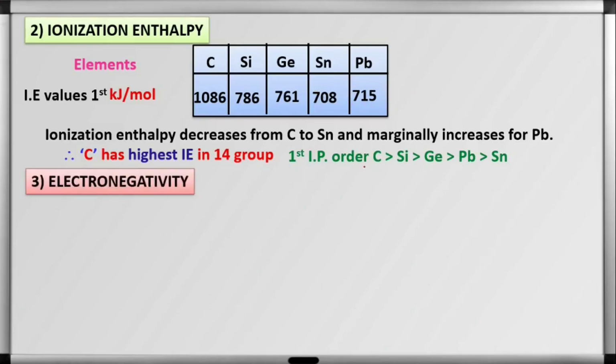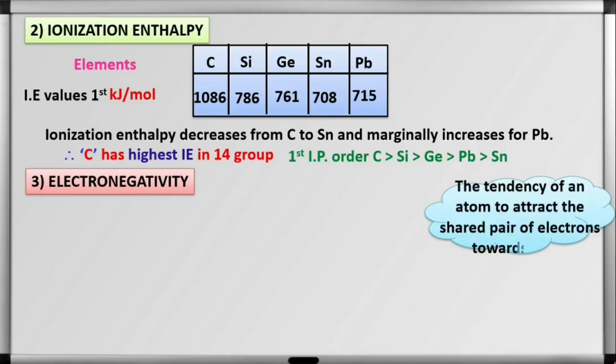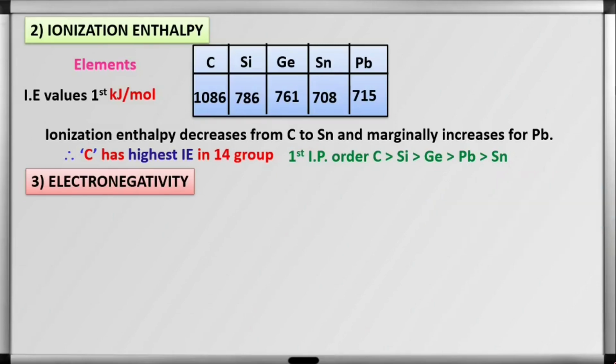Carbon shows more ionization enthalpy, then silicon, germanium, tin, then lead. Tin shows very less ionization enthalpy. Then electronegativity means what? The tendency of an atom to attract the shared paired electrons towards itself is nothing but the electronegativity. आपण हे ऑलरेडी बघितलं आहे.